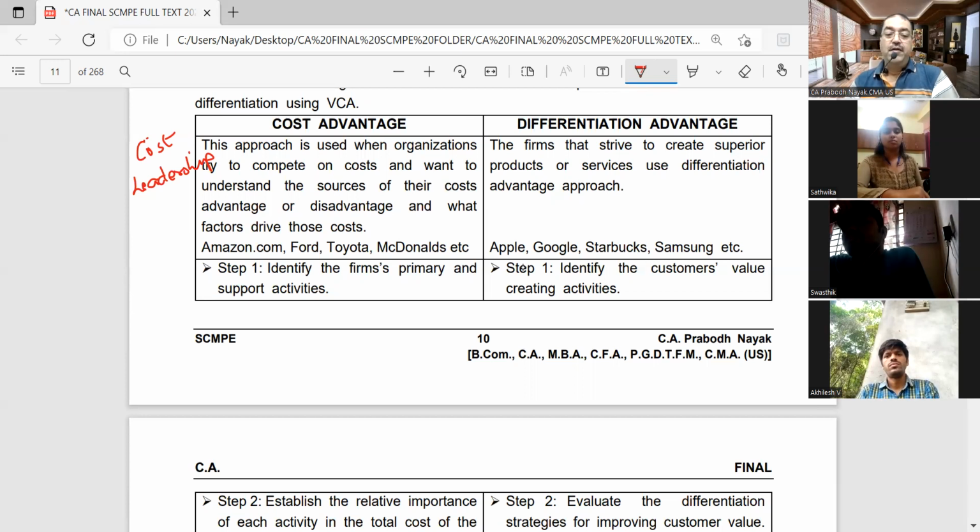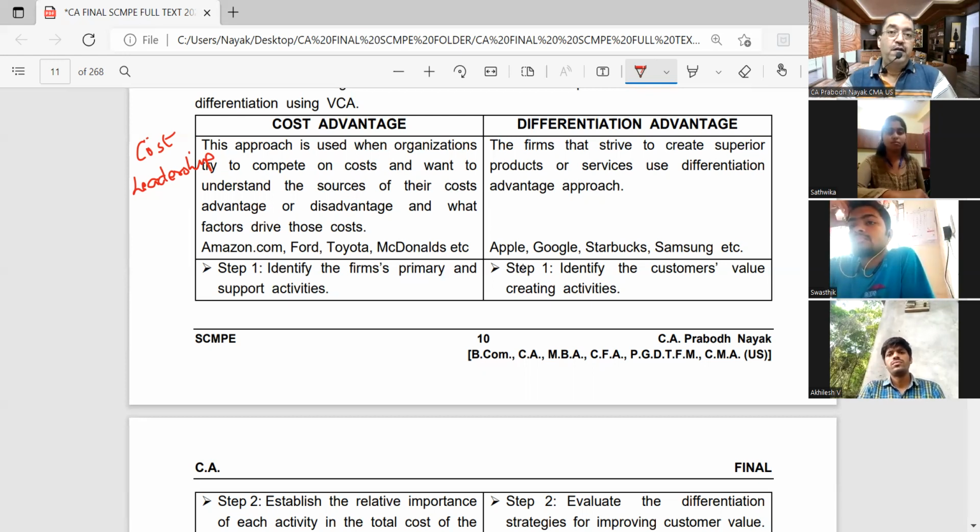Example, I've given to Amazon.com is inclined towards cost advantage. What they are doing is cost advantage. Ford Automobiles, Toyota, McDonald's, they are all concerned with cost leadership, minimizing the cost and giving you better quality.